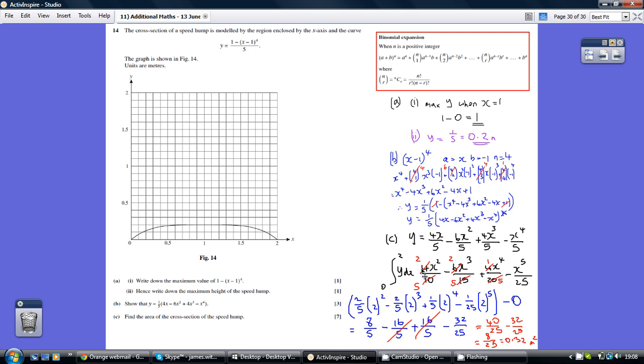So we kick off by substituting y being 2 into each of these values, which I've gathered those terms up here, and then we take away what we get when we substitute 0 into each of these, which is 0. So then I've just simplified this here, gives us 40 over 25 minus 32 over 25, which is 8 over 25, which is 0.32 meters squared.